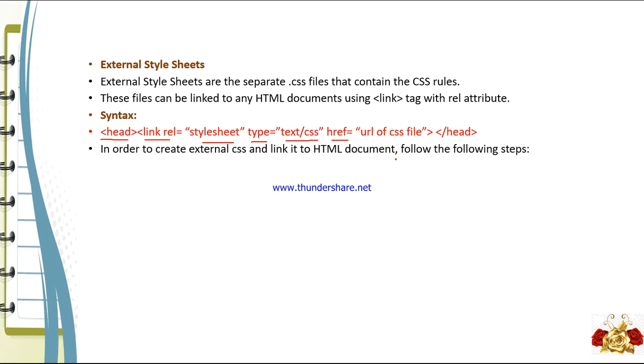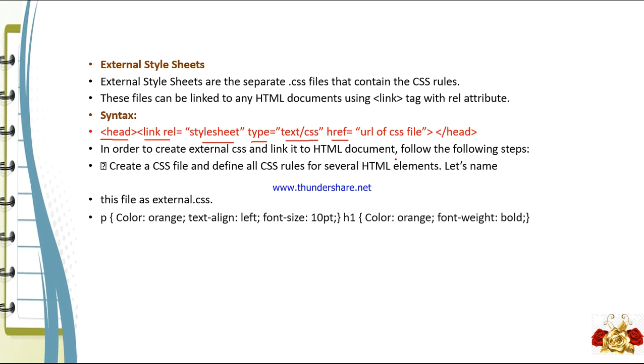So in order to create an external CSS and link it to the HTML document, the following steps are followed. First step, create a CSS file, that is a Cascading Style Sheet file, and define all CSS rules for several HTML elements. So these files are external .css. For example, p open bracket, property color value orange, then text-align left, font-size 10. Then H1 orange color, bold font.